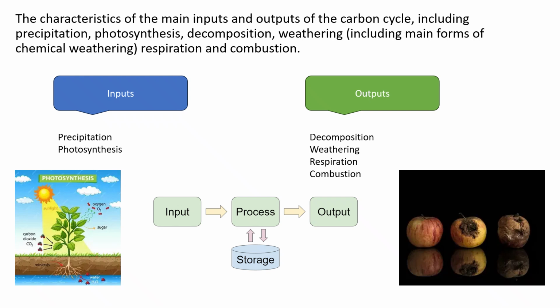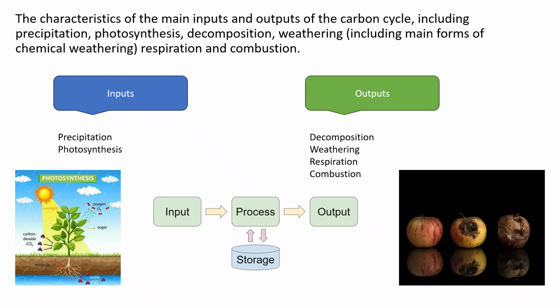When we're looking at outputs, we have a range of outputs too. We have decomposition, the breaking down of organic materials. We have weathering of rock. We have the respiration from both plants and animals and human beings, and combustion. We'll look at some of these more in detail a little bit later on. But it's all part of that carbon process, that carbon cycle.